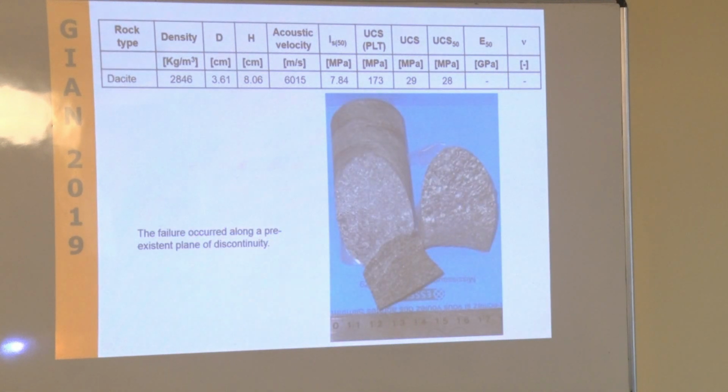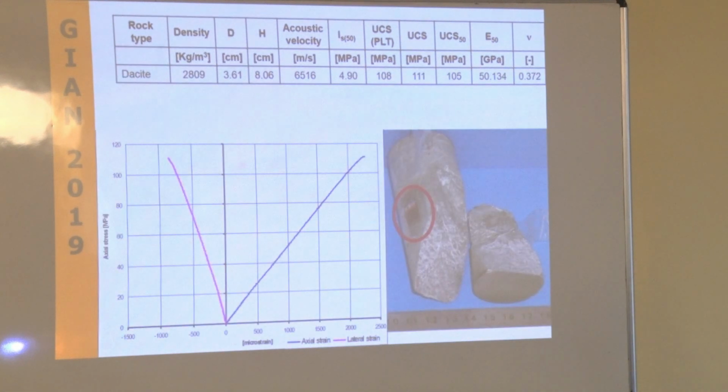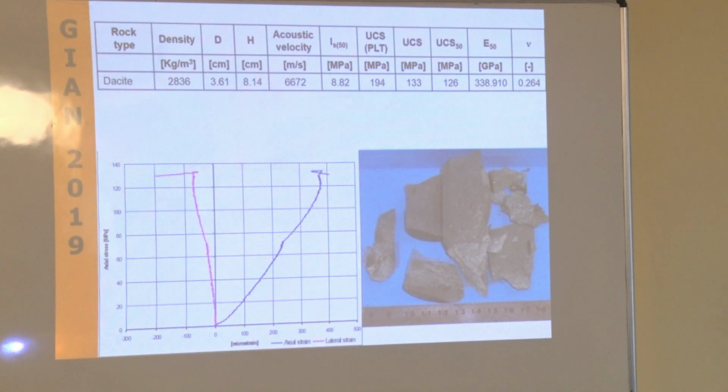First test, 29. Second test, 111. Third test, 133. So you go from basically 30 to 130. It's a huge range. Get the same rock, same sample, same block, same confinement. Same drilling. Which one do you use?